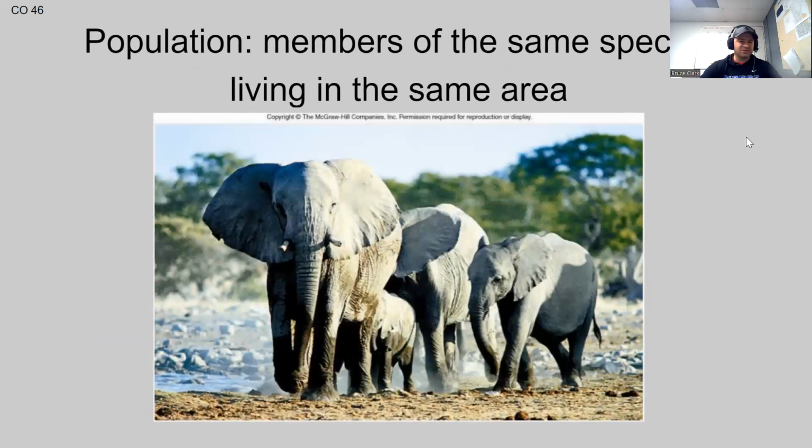First of all, we're talking about populations. So what is a population? A population is members of the same species living in the same area. So we always think about populations of the Twin Cities, populations of the United States of America, populations of humans on Earth. However, there's also an elephant population on Earth. There's an oak tree population in Minnesota. Any grouping of the same species that lives in a defined area is a population. So not just humans there.